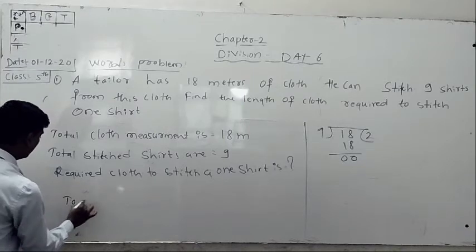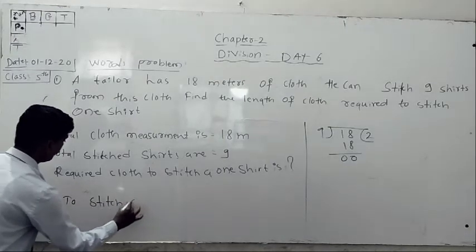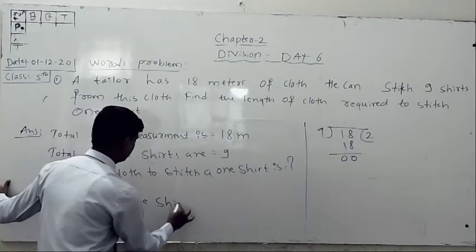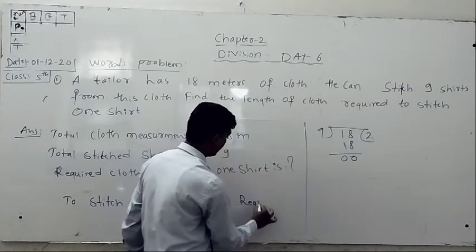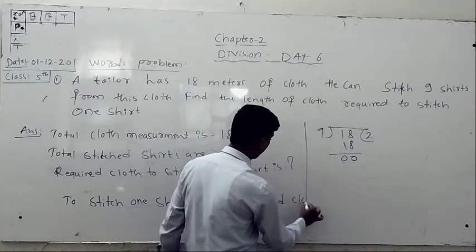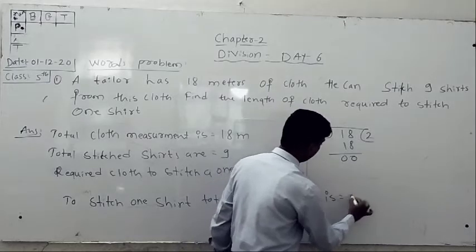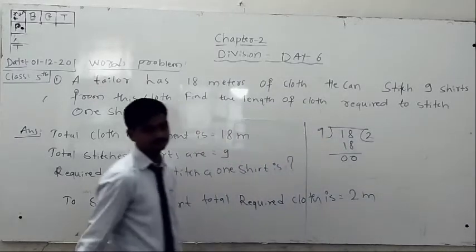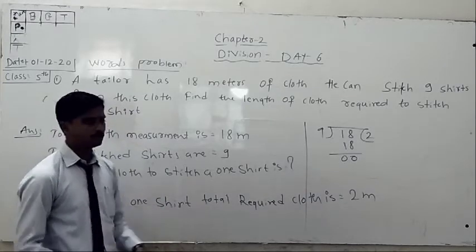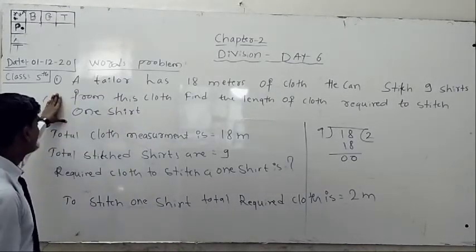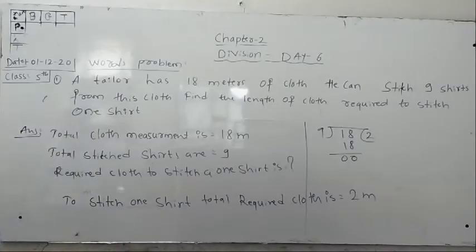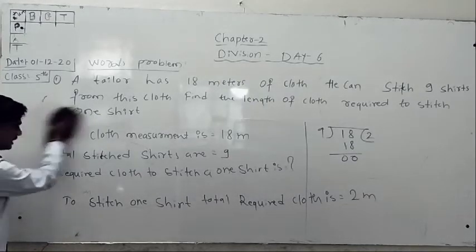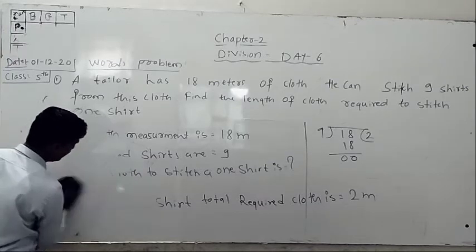To stitch one shirt, total required cloth is 2 meter only. How much meter? 2 meters only. Okay, this one write with red pen, question, and this one write with blue pen. Okay, write down fast. Okay, finish it? Yes. Now we are going to discuss the second problem.